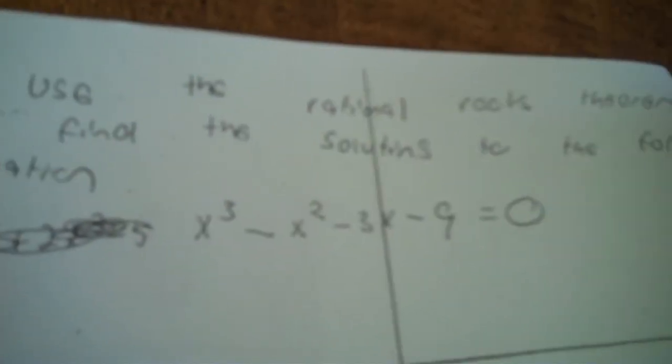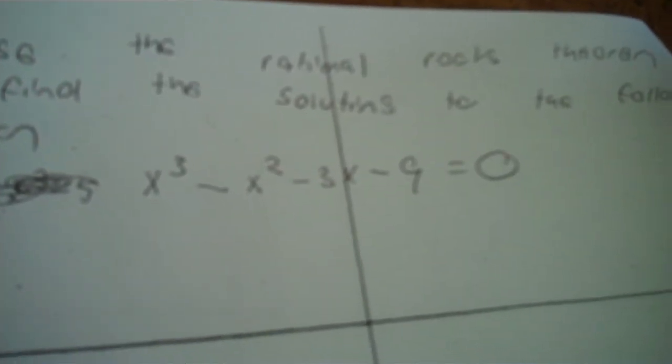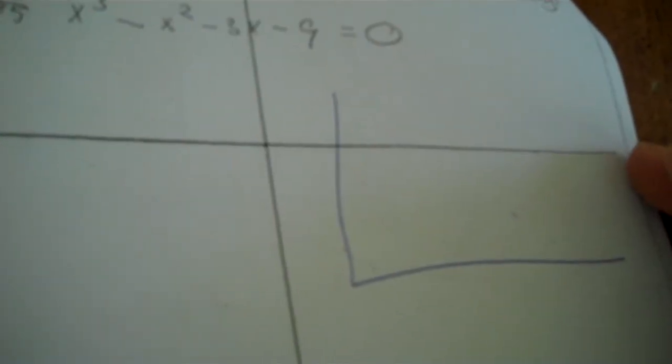Use the rational roots theorem to find the solution to the following equation: x to the third power minus x to the second power minus 3x minus 9 equals 0. So, we need to find the roots. There's 3 of them, and it flat out says use the RRT. And then we're going to need this. You should set that up and that up before you do anything else. You know you're going to need both of them. Okay, right there.